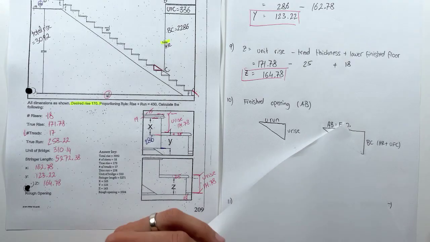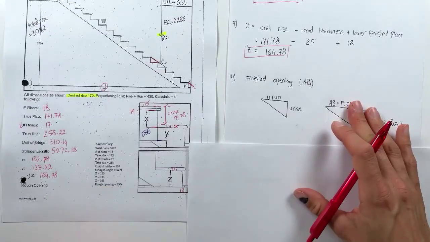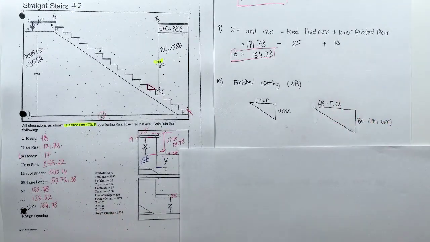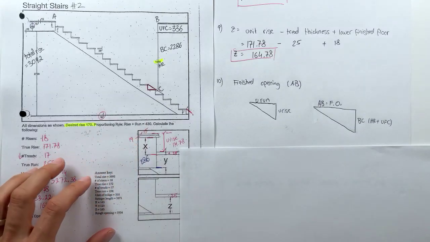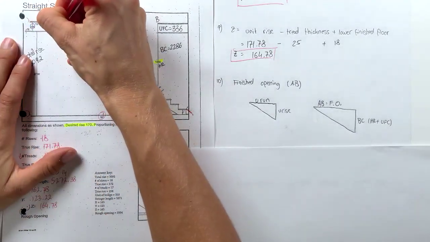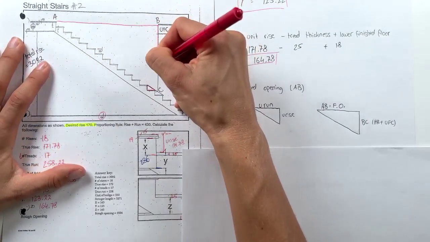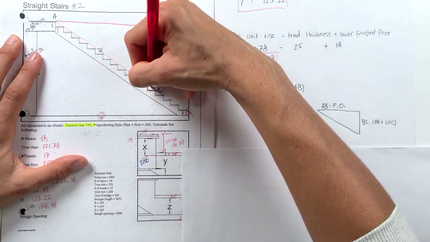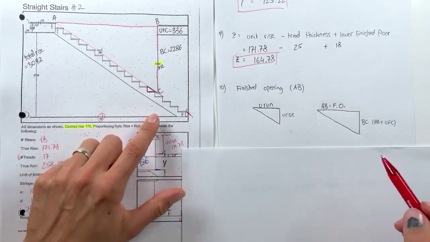Let's look at our finished opening. So the question really is asking, what is our rough opening? But to find that first, we have to find our finished opening. So this is the whole A, B, C situation that we were talking about before. So A, B, and C, if you check, creates a triangle. A, B, and this is part of our nosing line, right? An A, B, and B, C triangle.